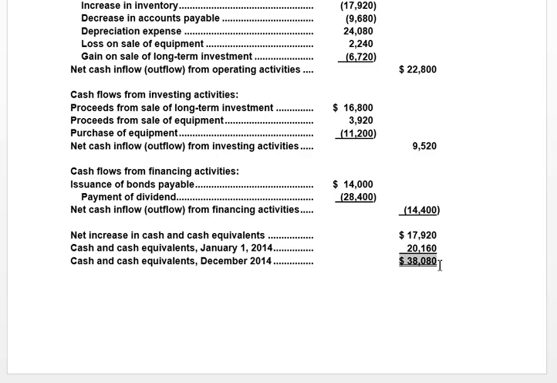And it's going to give us an ending balance of cash and cash equivalents at the end of December, which is $28,000 plus $10,080. That's going to be $38,080, which is exactly what we would have expected, because that's our ending balance on our balance sheet numbers in the question.